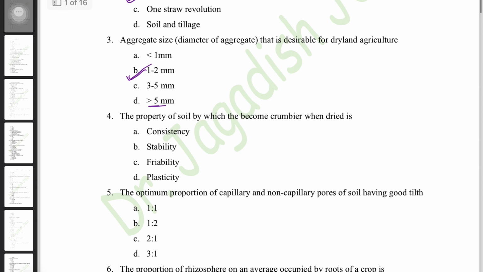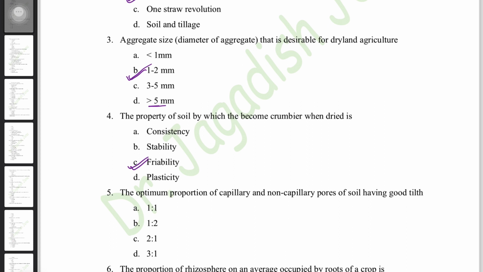Next question, the property of soil by which the soil becomes crumbier when dry. That is called friability. Friability is that property of the soil. So basically when it is not friable, then it will form lumps. You can find this in clay soil that after tillage, if it is dried, it is very hard. But if the soil is friable enough, then it will be in powder form or crumbier form.